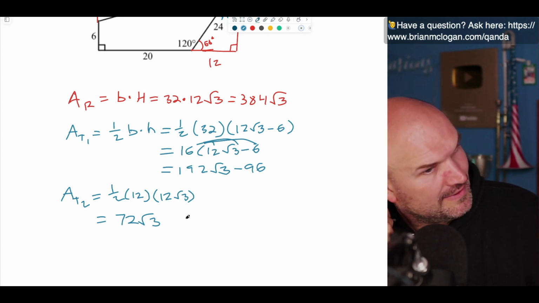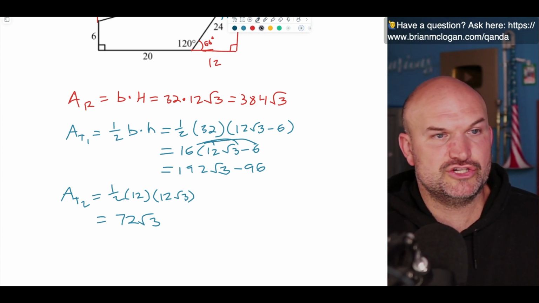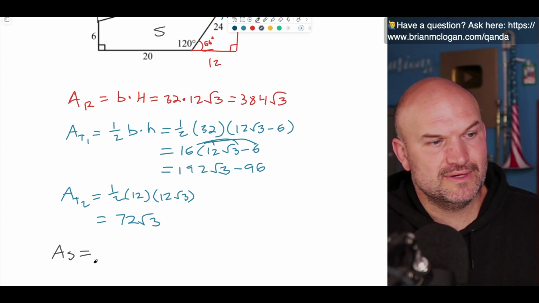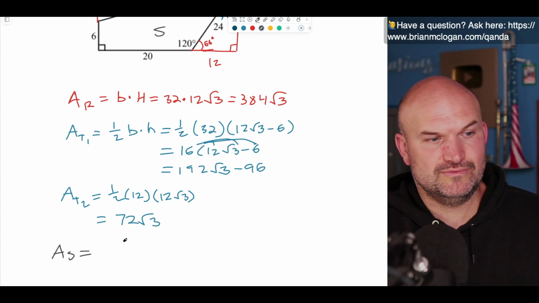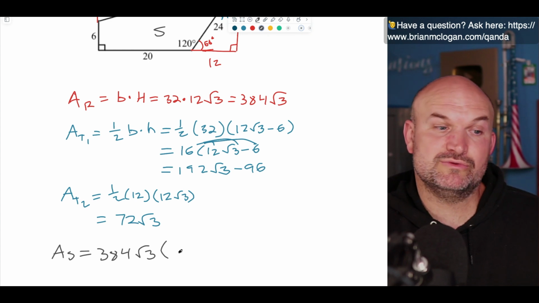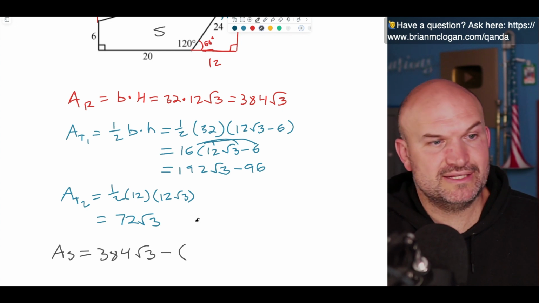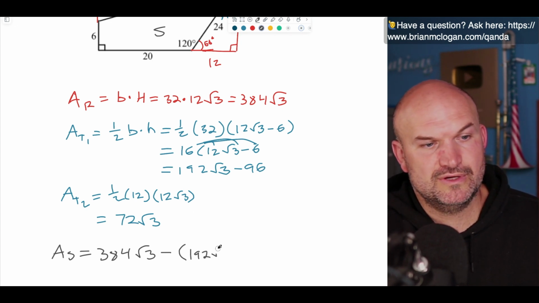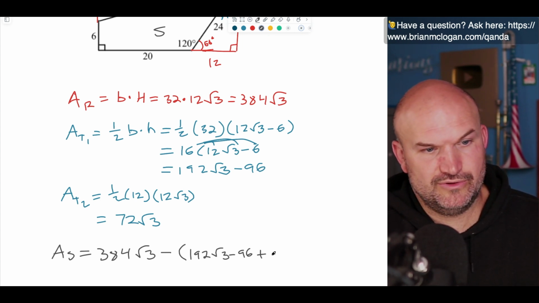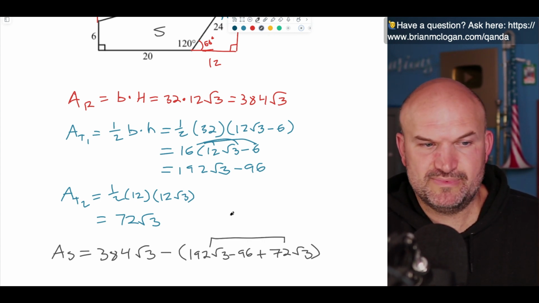Now, to find the area of our shape, all we're simply going to do is take the area of the rectangle, which is 384 times the square root of 3, and subtract from it the area of these two triangles combined. That's going to be 192 square root of 3 minus 96, plus 72 square root of 3. We can combine these first before subtracting them.